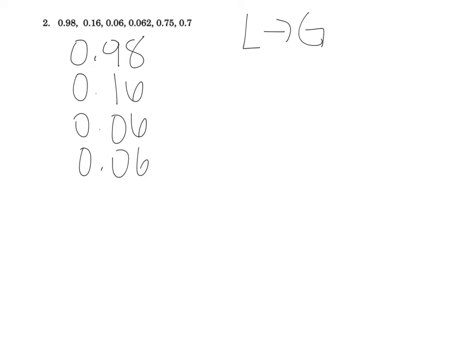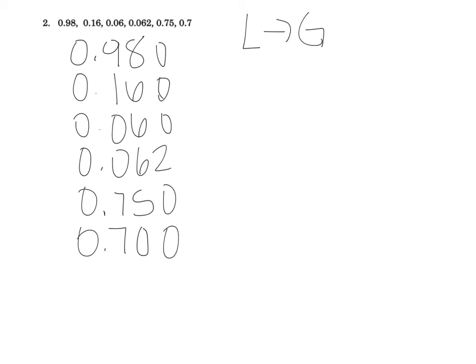I have 62 thousandths, 75 hundredths, and 7 tenths. And I like to go ahead and add zeros so that all of my decimals end in the same place value. All right, so let's go ahead and compare starting in the ones place. We notice that all of our numbers in the ones place are zeros. So let's go to the next place value, our tenths place.